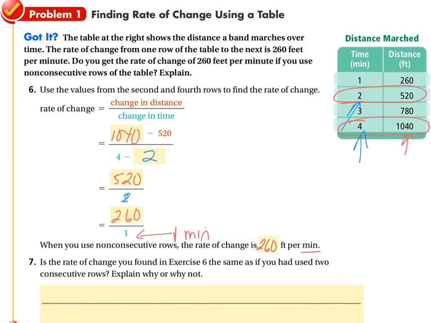Is the rate of change we found the same as if we had used 2 consecutive rows? Well, look at the change. Look at the change from here to here. That's 260. Look at it from 520 to 780. Again, 260. And again. So yes, and then you can write out how you came to that conclusion.